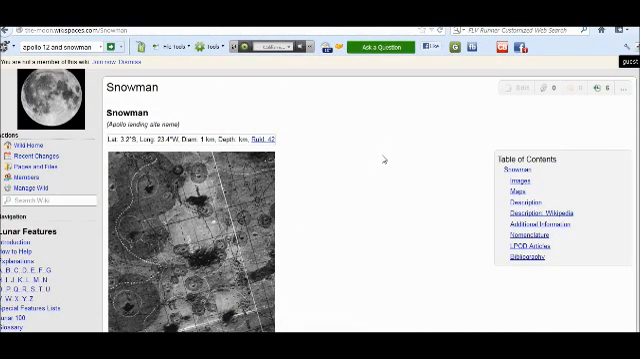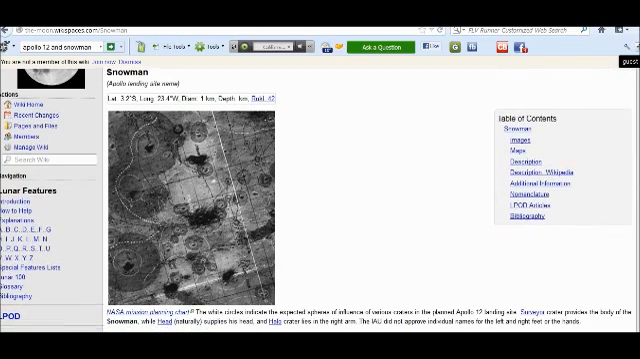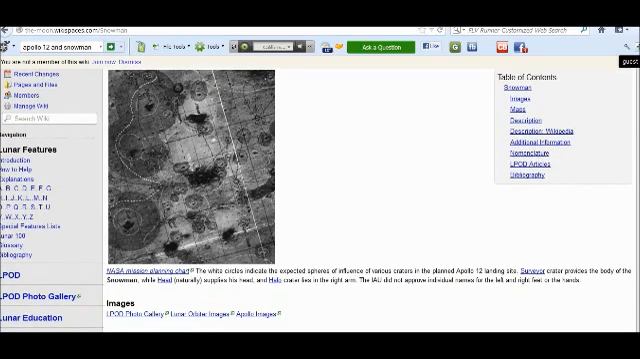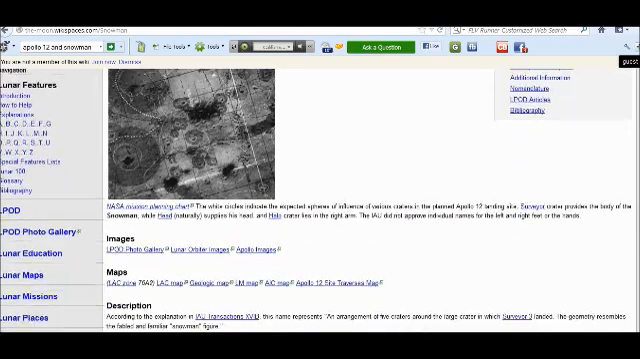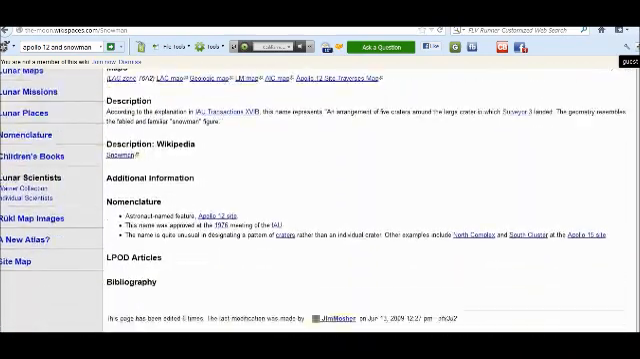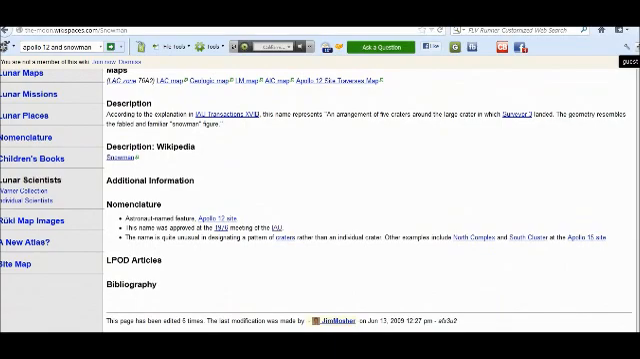So this is the snowman, as they're saying here. It looks absolutely nothing like a snowman to me. You can't see the shape of a snowman in it at all, so why they're calling it a snowman, I do not know. But it says here, somewhere about why they, yes, here we go.